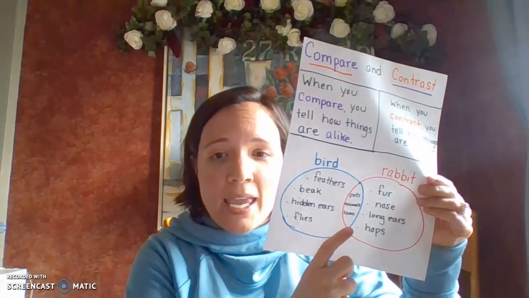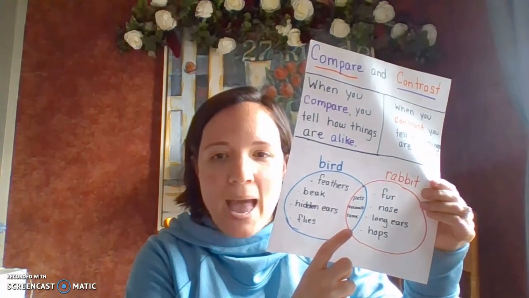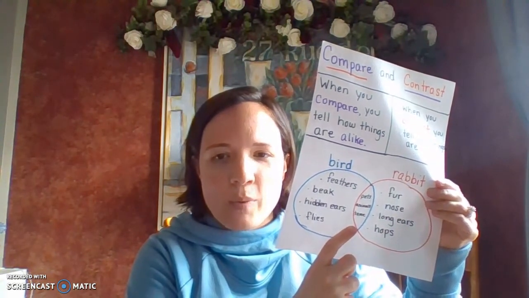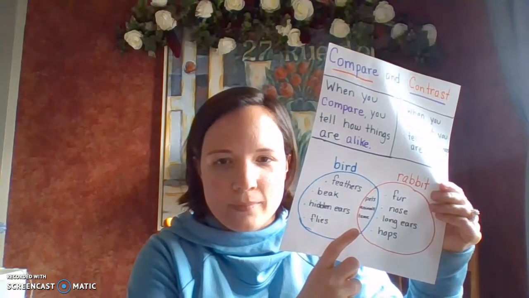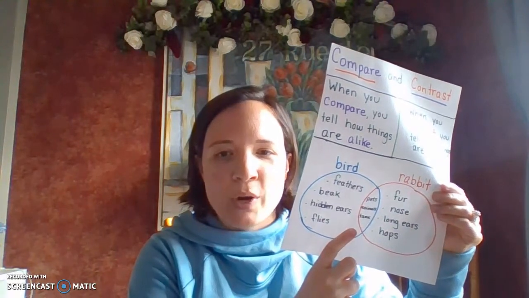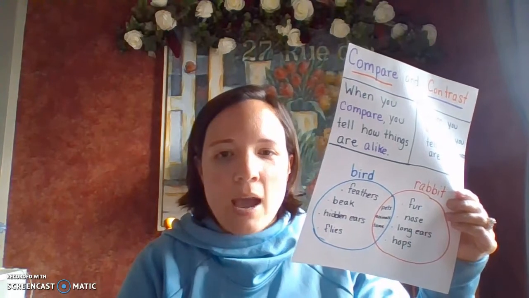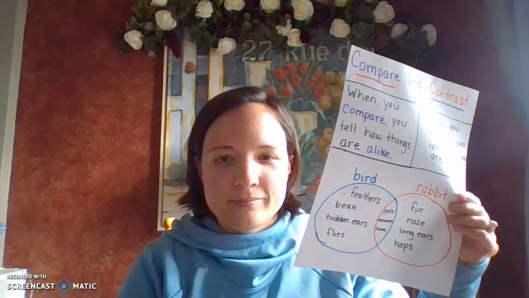Now, how they're the same is they are pets, animals, and they are both tame. Okay, so that is showing how the birds and rabbits are the same and how they are different. Now I'm going to let you practice.